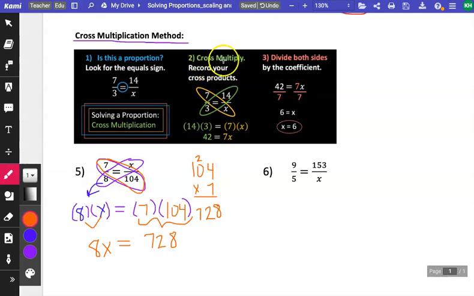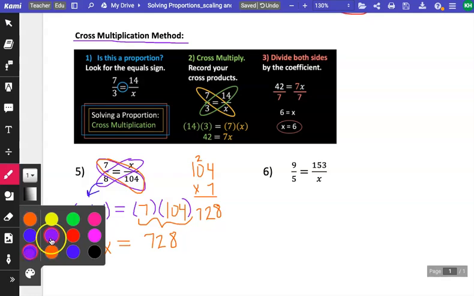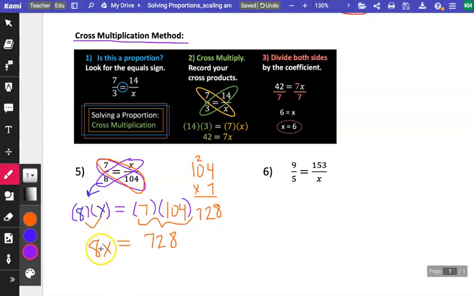All right, so we completed step 2. We cross-multiplied, and we ended up with 8x equals 728. And we're on to step 3, divide both sides by the coefficient. The coefficient of x is 8. So we're going to divide both sides by 8.